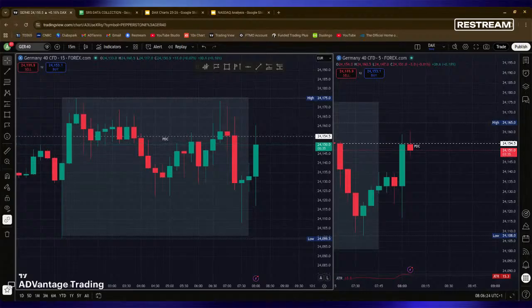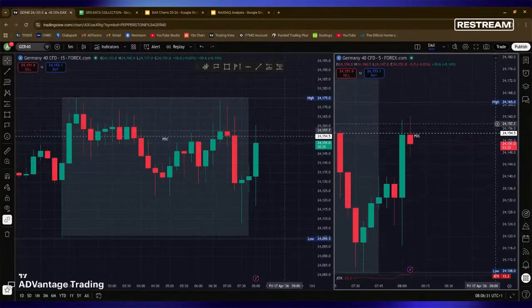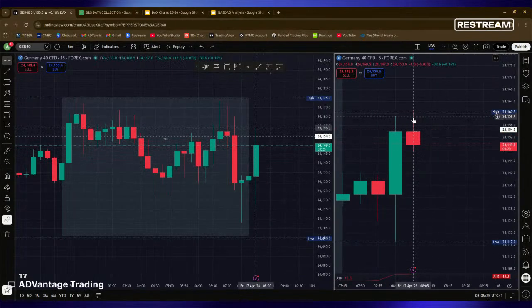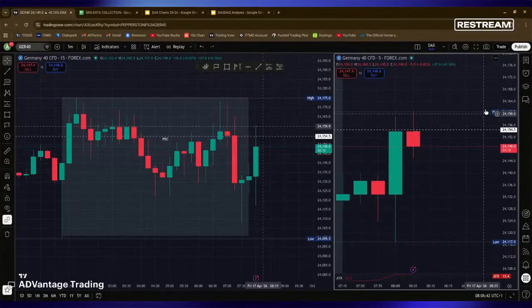So the market's hovering around previous day's close right now, trying to figure out whether to move higher or lower. We've made a prior bar high on the 5-minute chart, meaning bar number 2 has broken above bar number 1. And then sellers have come in trying to push the market lower.